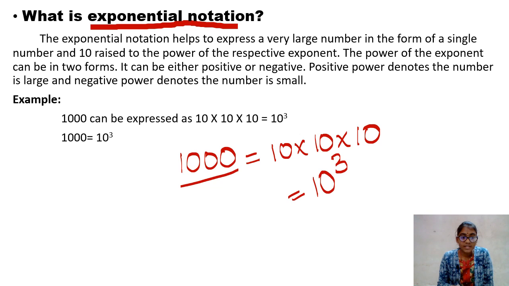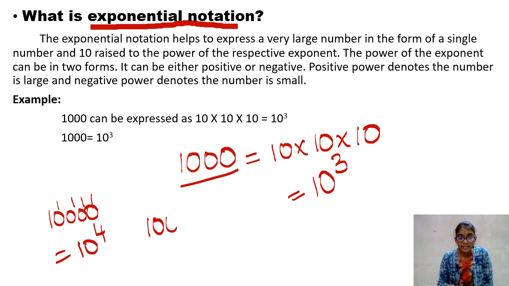Let us take another example. 10,000. How many zeros do you have? 4. 1, 2, 3, 4. 4 zeros. So you can write it as 10 raised to the power 4, right? If you have only 100, then how can we write? 100 contains 2 zeros, so it can be written as 10 square.